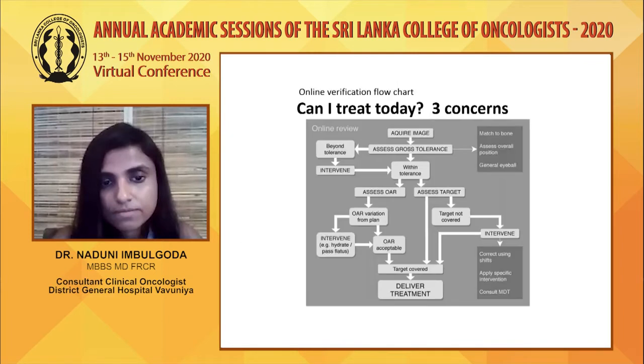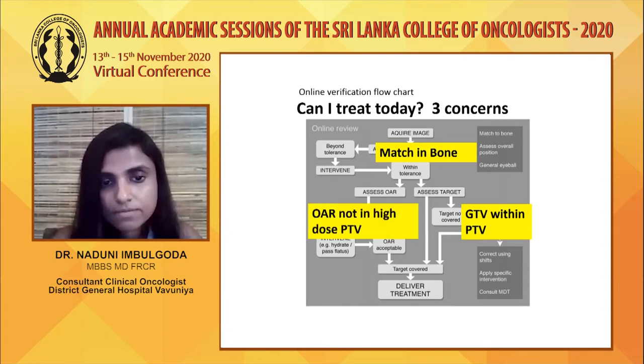Online verification flowchart: can I treat today, is what we do in online verification. So there are 3 main concerns the radiographers address. One, is the bony match correct? And then, is the GTV within the PTV? And are the organs at risk not in the high dose PTV?